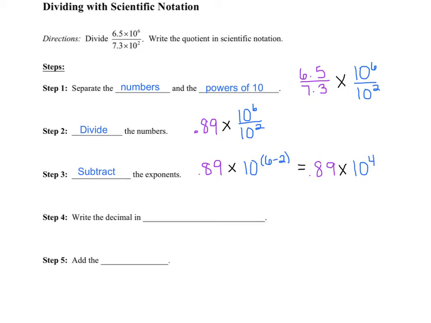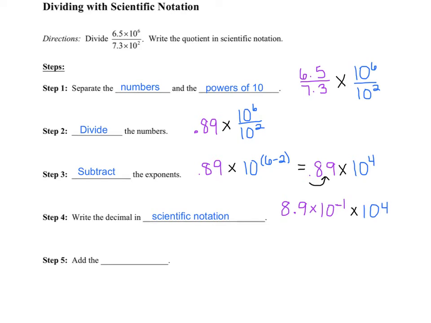Step 4, we want to write the decimal in scientific notation. So step 4, we're going to write our decimal in scientific notation. Our decimal is 0.89. So we need to move the decimal over one spot to the right. So let's rewrite that as 8.9 times 10 to the negative 1st power. And then we're going to times that by 10 to the 4th power.